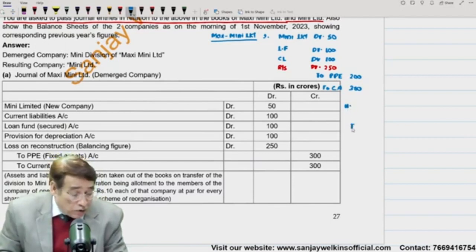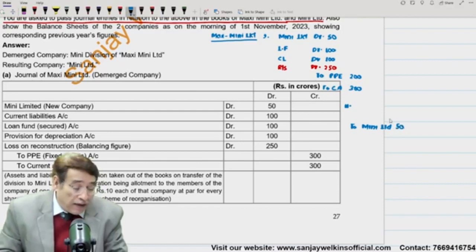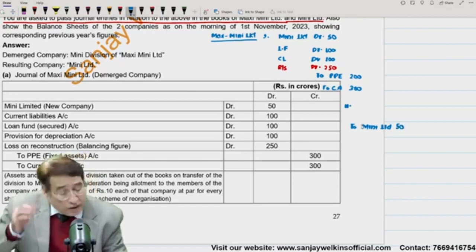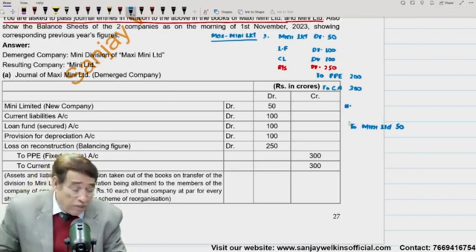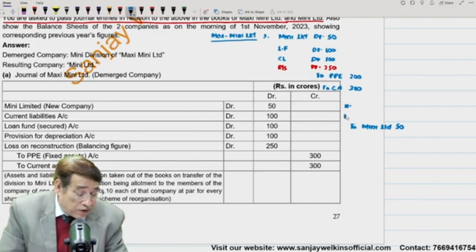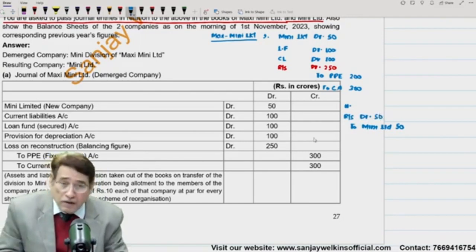Obviously, you are going to credit Mini Limited, because Mini Limited will have to discharge the obligation. That is 50 lakhs or 50 crores, whatever it is. But the problem is that the consideration is received by the members. You are not receiving the consideration. So you are going to debit your reserve and surplus account, equal to 50, because it is a loss.